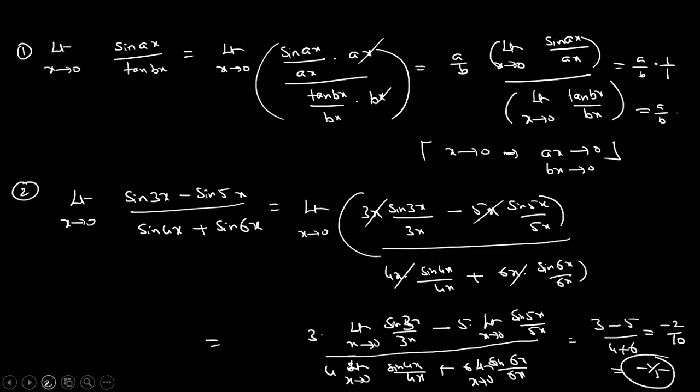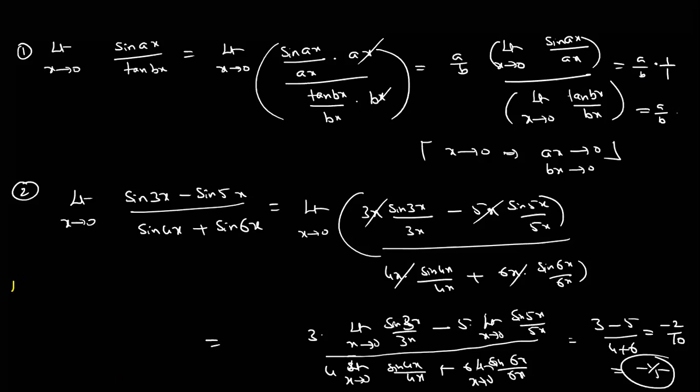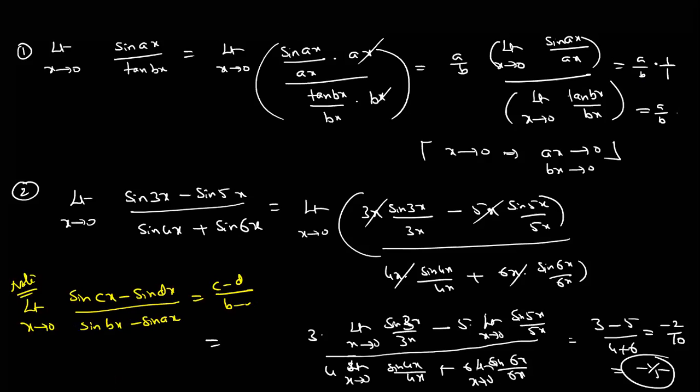Now conclusion. This type of model I'm talking about, x tends to 0 only. Note: limit x tends to 0, sin cx minus sin dx by sin bx minus sin ax. Can you guess the formula? It is c minus d by b minus a. That is the answer. See carefully, dear students. That is the shortcut method.